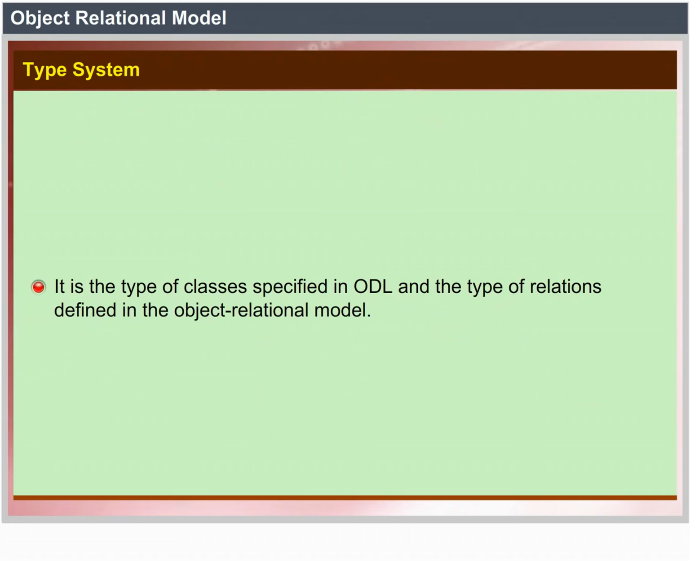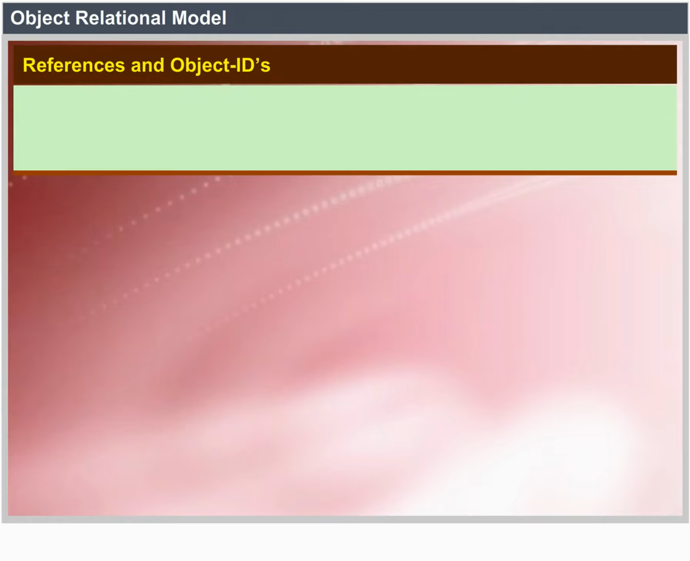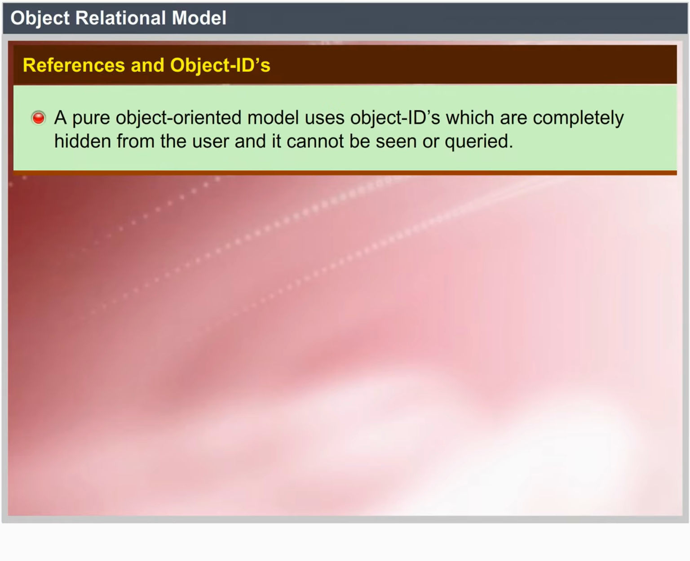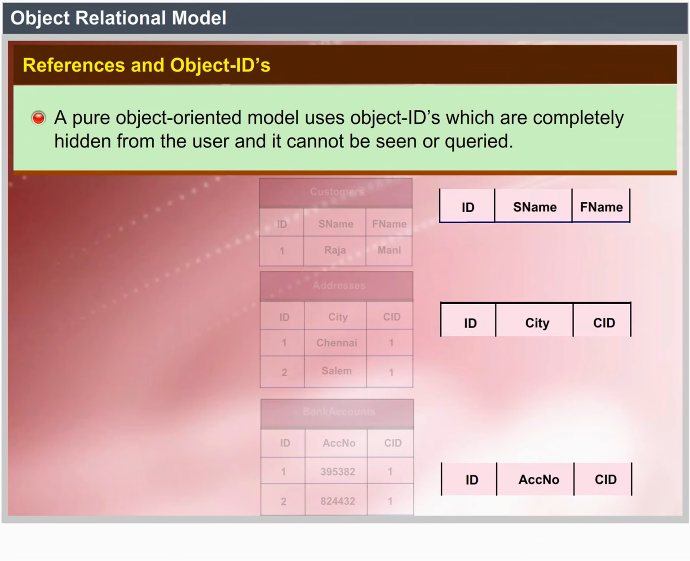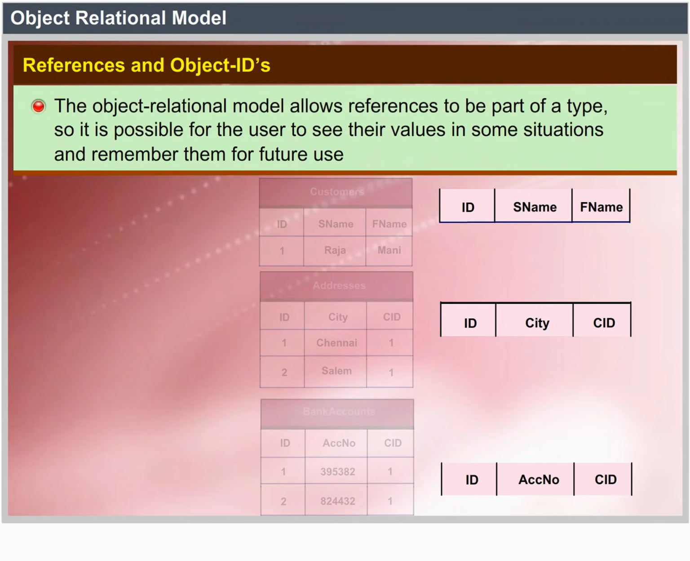References and object IDs. A pure object-oriented model uses object IDs that are completely hidden from the user and thus cannot be seen or queried. The object relational model allows references to be part of a type, and thus it is possible under some circumstances for the user to see their values and even remember them for future use.